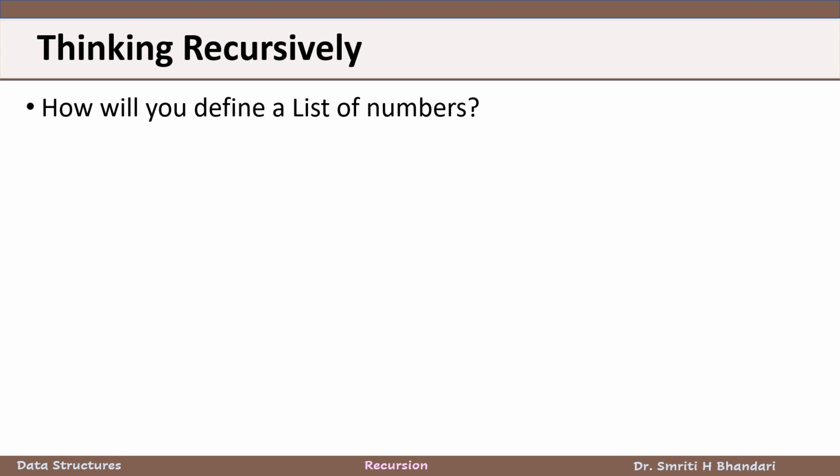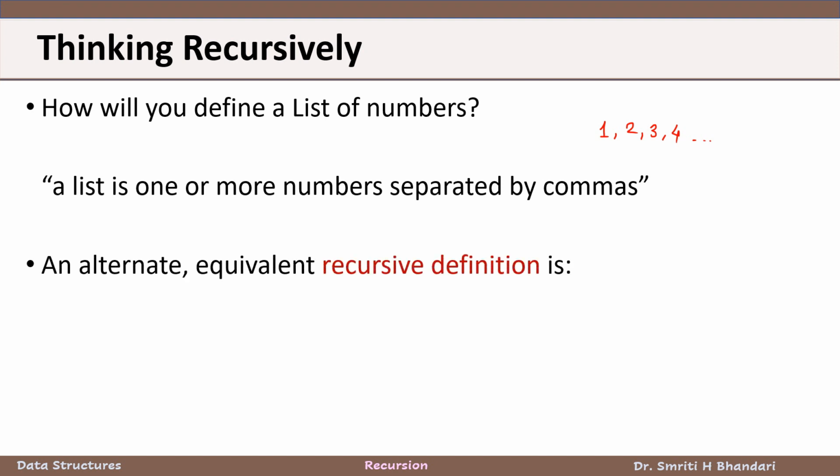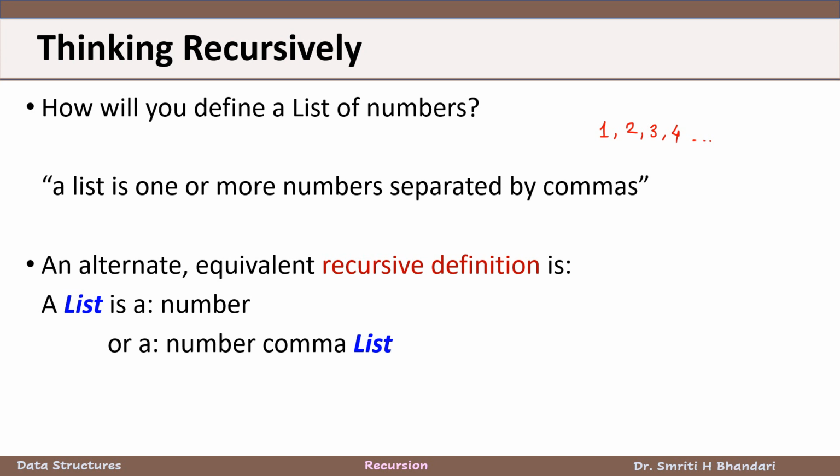How will you define a list of numbers? So, we may say that a list is one or more numbers separated by commas, right? Usually, we write the list like this. An alternate equivalent definition, which is recursive, can be written like this: a list is a number, or a number comma list. So we are defining the list in terms of itself.